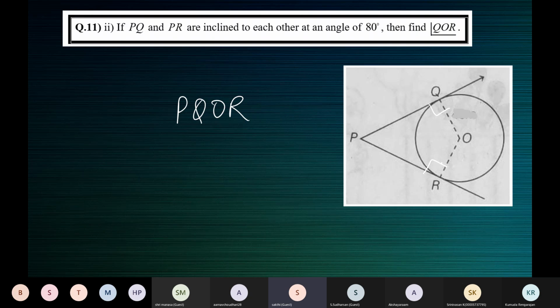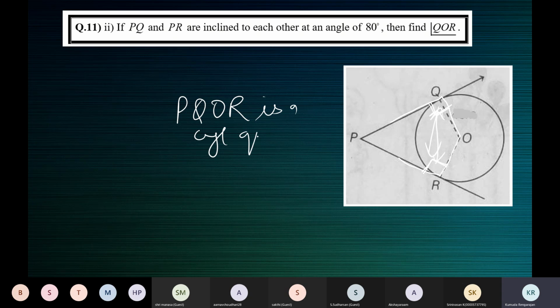Radius perpendicular to tangent. In a quadrilateral, if one pair of opposite angles is supplementary, then it is a cyclic quadrilateral. Very good, Shakti. And here this is 90 degrees because radius and tangent are perpendicular to each other. Opposite angles are supplementary. So PQOR is a cyclic quadrilateral.